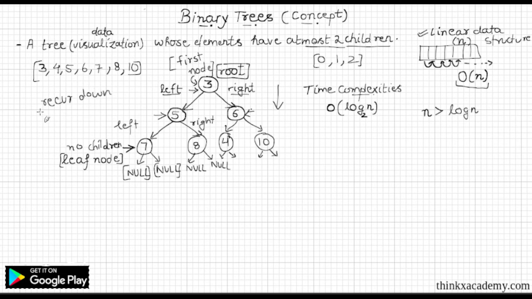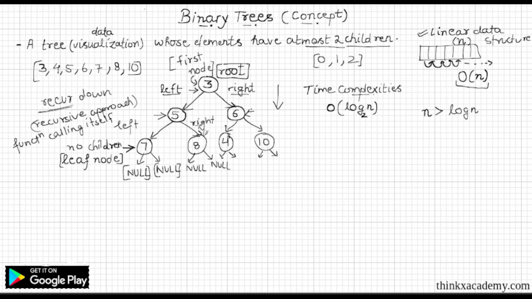Recur down means that you will use a recursive approach, which we will see in the implementation of the binary tree. I will implement this binary tree in the C++ IDE, in C++ code, and we will use a recursive approach. Recursion is just a function calling itself. So we will see this concept of recursion in the implementation part.